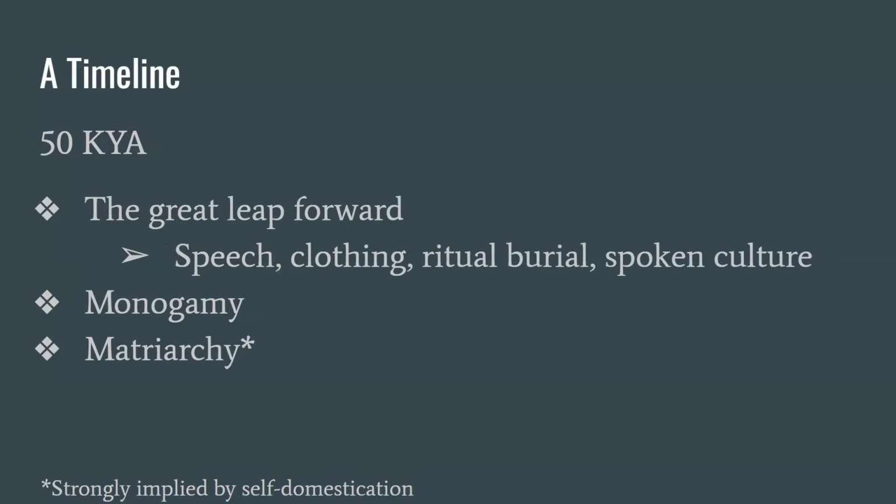This is also, according to anthropologists, the great leap forward. That's what they call this, because not only did we get speech, this is when we started putting on clothing. This is when we started doing ritual burials. And we have now a spoken culture, which is very powerful. And this leads to monogamy, but we still have a matriarchy, which is strongly implied by the fact that self-domestication is happening. So the women are involved in getting rid of the reactive aggressive males.